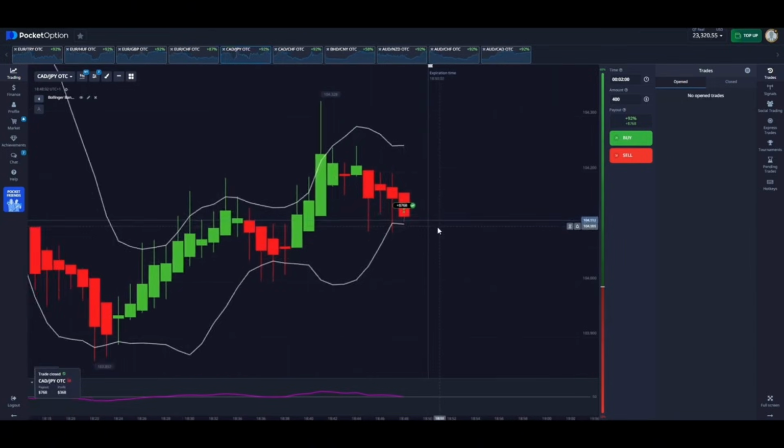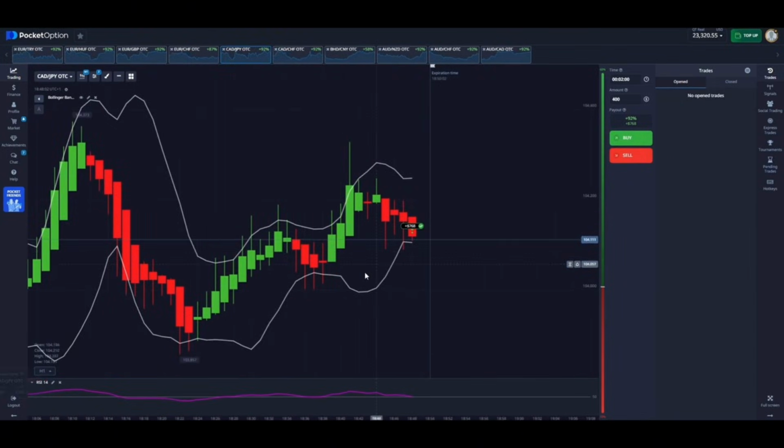Another confident trade with this strategy. At the moment of closing, it was minus 30 pips. This is a good result and an excellent signal. Let's take a look at more.